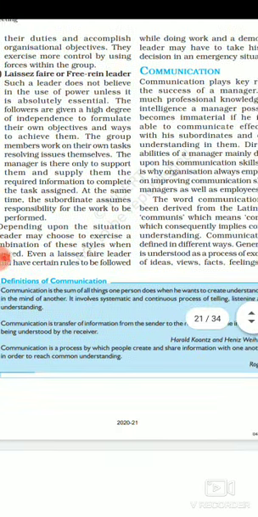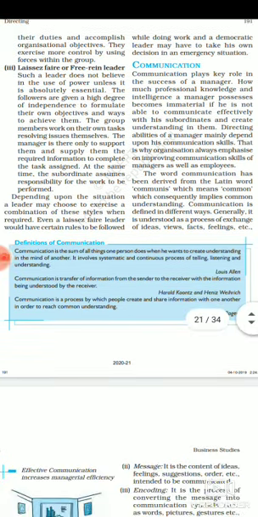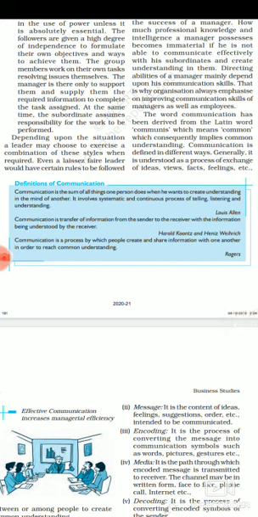Now we have certain definitions here in the book. Let's go through these definitions. You can see the first definition. Communication is the sum of all things one person does when he wants to create understanding in the mind of another. It involves a systematic and continued process of telling, listening, and understanding. In this definition, there are certain important things. Communication basically means all those things by which we are able to transfer our ideas, our feelings, and information for creating understanding in the mind of another. Now, who is this other person? This other person is the receiver. So this definition says that all those things by which a sender is able to create a common understanding in the mind of a receiver is called the process of communication.